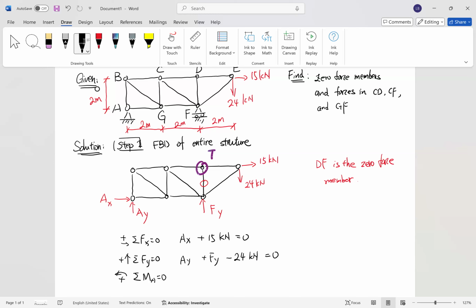Now we need to look at the free body diagram and see which forces contribute to the summation of moment about A. Here we first have AX and AY, whose lines of action directly cross A, so they do not have any contribution, right? In addition to that, we have FY here. What is the distance from its line of action to A? That should be 4 meters, right?